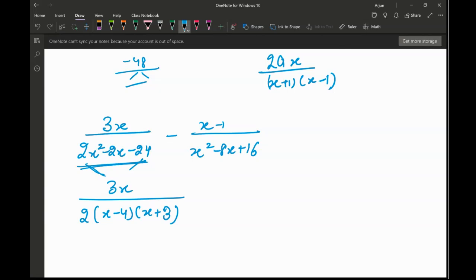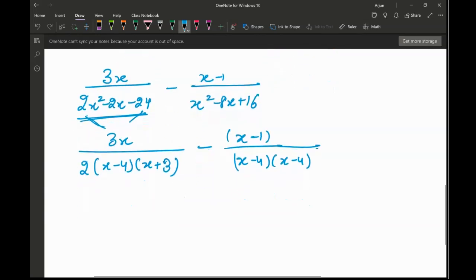And then here on the other side, x minus 1, I can convert this into factor form also. The factors will be x minus 4 whole squared, or x minus 4, x minus 4. These are the factors you're going to get for the fraction on the other side.